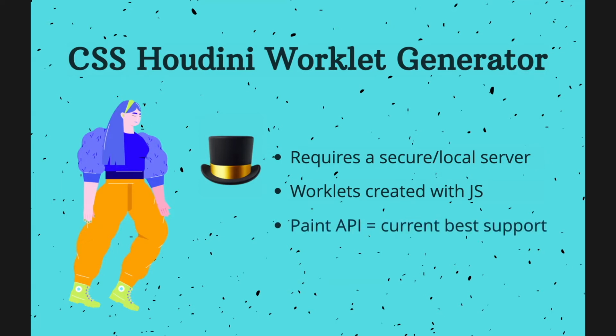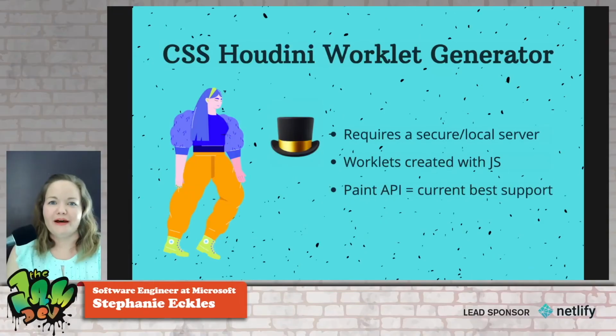There are a few flavors of Houdini available, but currently the best supported version is the Paint API. This API will look familiar to those of you who've worked with Canvas. And a disclaimer here, everything I just said and I'm about to show you was new to me, so there's ample room for improvement.